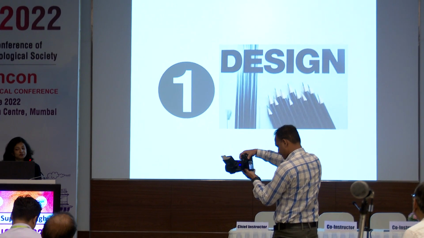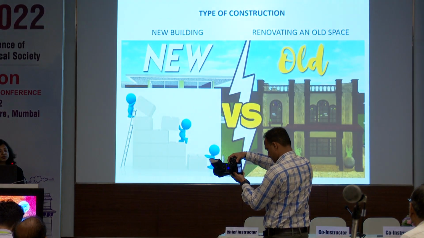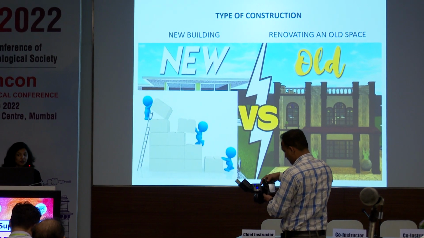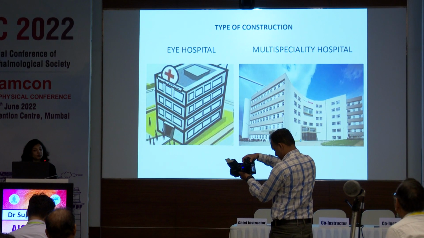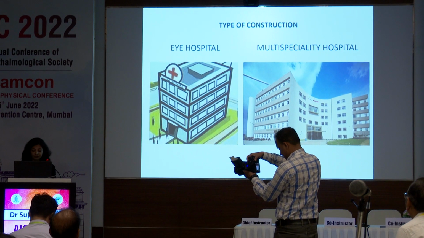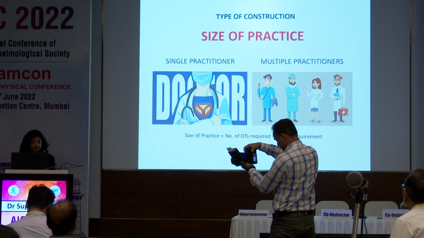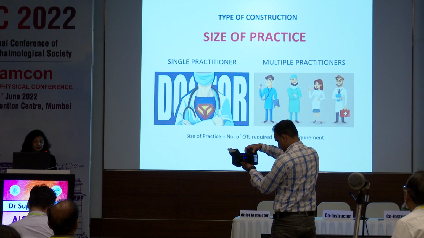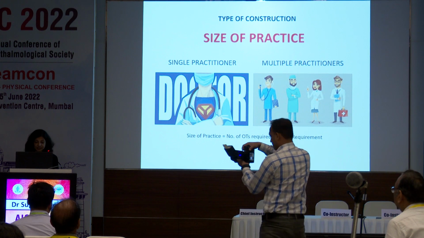So the first and foremost thing to consider is the type of construction. Are we going to construct a new building altogether, or are we going to renovate an already existing structure? Is it going to be an exclusively eye hospital or part of a multi-speciality hospital? The next thing to consider is regarding the size of the practice, as this is directly correlated with the number of OTs required and thus with the requirement of the space.